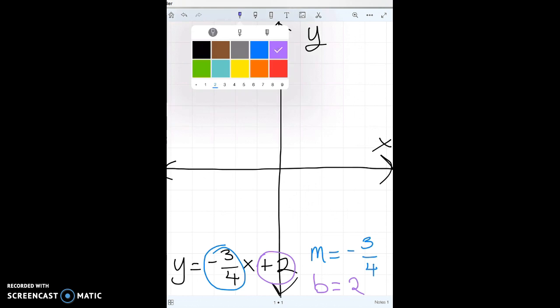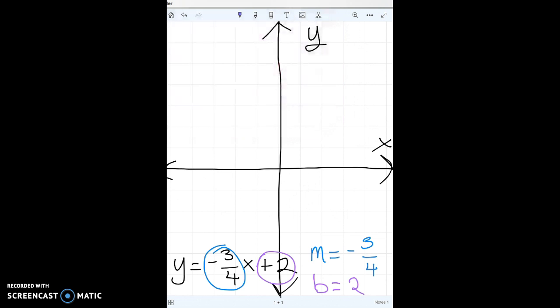That's the beginning point. So I'm going to start at the origin, and I'm going to go up 2 because I have to be on the y-axis. So right there at 2, there's the b. Okay, it's at 2. And now I'm going to find another point on that line. Okay, the y-intercept is plottable. I can find it. It's 2. And so now I'm going to use the slope to graph the line.